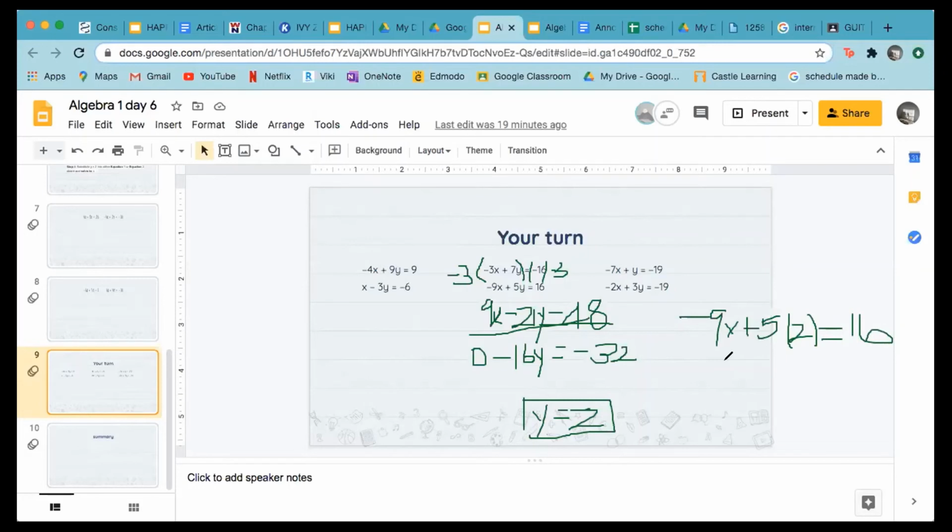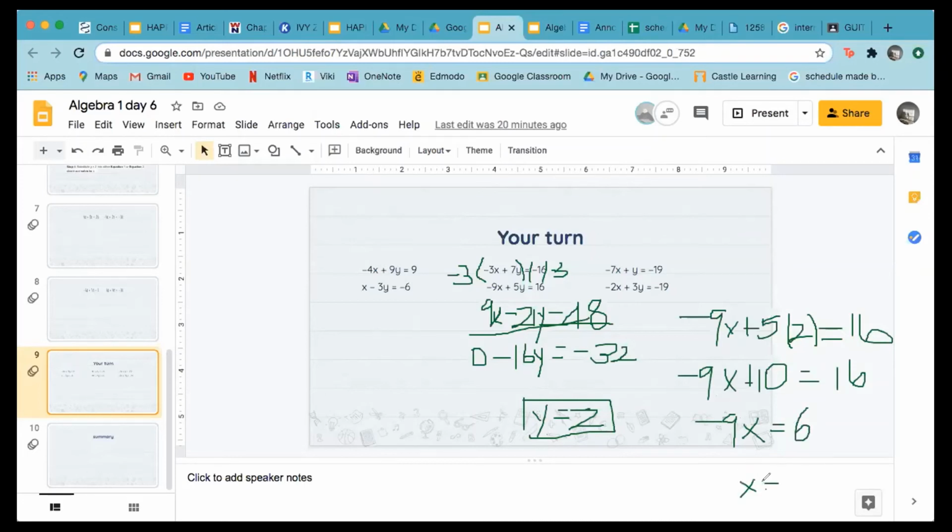So what do I do next? How do I simplify this? You multiply 5 times 2. Right. So what does that give you? 10. Right. Now that we have our new equation, how do we get the x on one side? You subtract 10 from 16. Right. So 16 minus 10. Easy, right? You got it? 6.